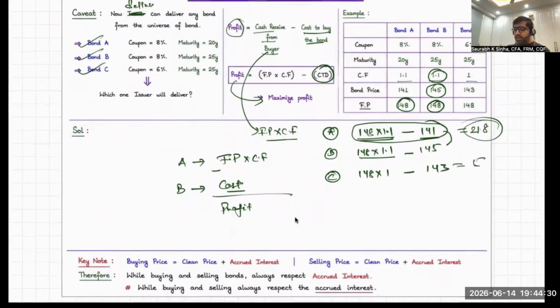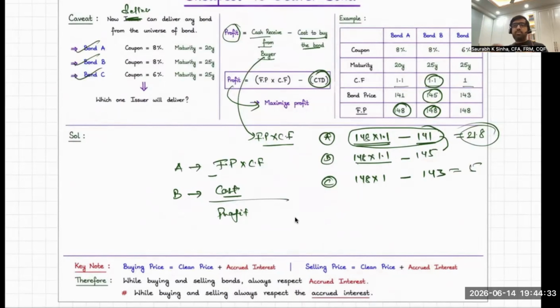Okay. So what is the mechanism to calculate what would be the cheapest to deliver bond? In a very simple one liner, you always try to maximize the profit as a seller. You try to calculate what you will receive from the buyer, which will always be future price into conversion factor, and you subtract the cost to buy the bond in the market. Only one caveat you should remember. You should always add and subtract the accrued interest. Now, what is accrued interest? If you're going to buy or sell any bond between the coupon dates, then you have to pay the accrued interest.